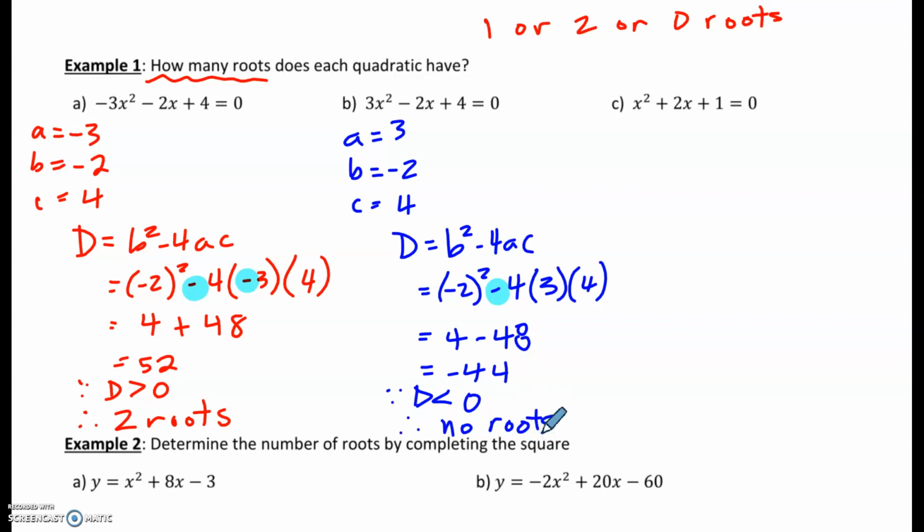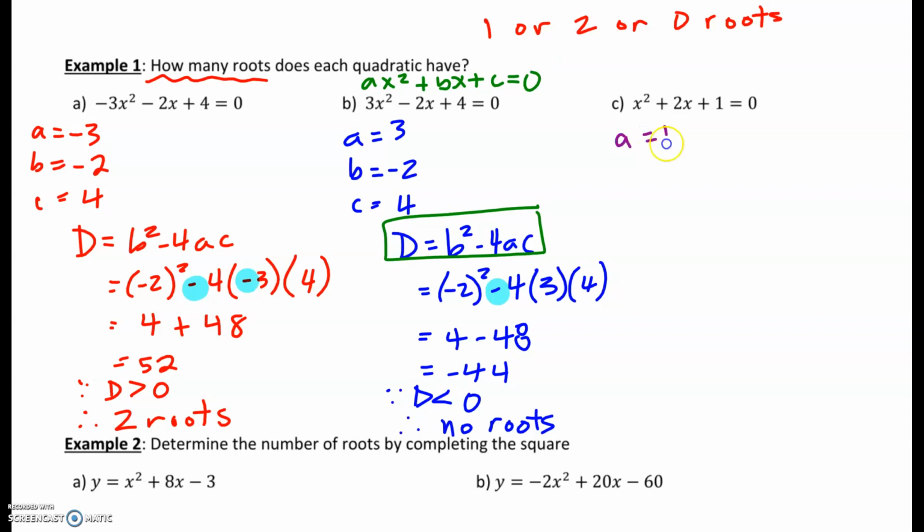Okay, now before I do C, I want to point something out. You can only use this formula if the quadratic is in the form ax squared plus bx plus c equals 0. Just like for the quadratic formula, you have to make sure all the terms are on the same side and equal to 0. All right, let's finish off.